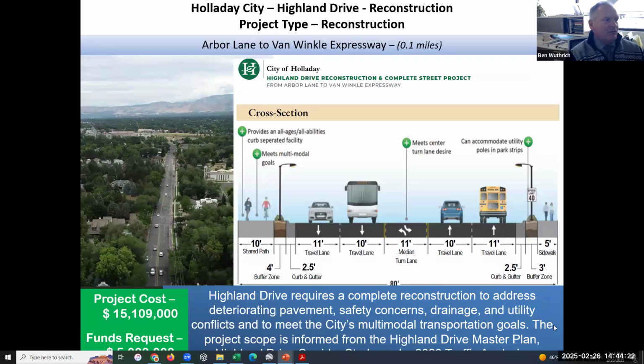Next project is a request from Holladay City. This is on Highland Drive. This is to reconstruct this facility between Arbor Lane and Van Winkle Expressway. This project will do a complete reconstruction, and it'll also address any safety concerns. Project estimated cost is 15 plus million. Funds being requested are $5 million.